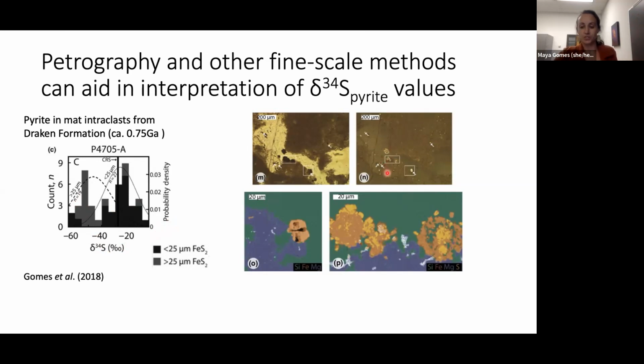So whether or not you're able to do SIMS, it's still useful to think about where the pyrite grains are found in your sample, and whether there are different grains that might be capturing signals from different time periods or different locations.